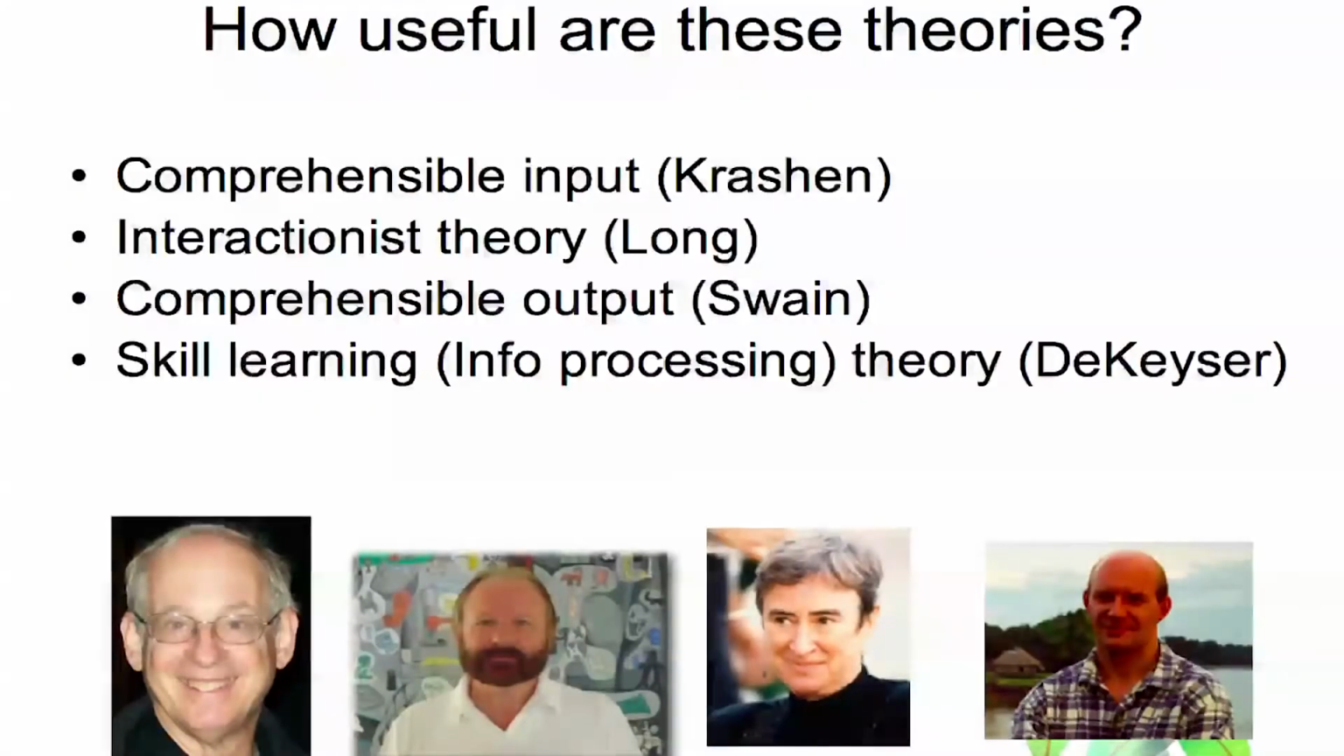The theories. I'm not going to go through or review the theories with you. The first one is comprehensible input theory by Krashen. Number 2, the interactionist theory by Michael Long. Next one is comprehensible output by Merrill Swain. And the last one, I think, is what is known as information processing theory or skill learning theory. I'm sure you're familiar with all these 4 theories.